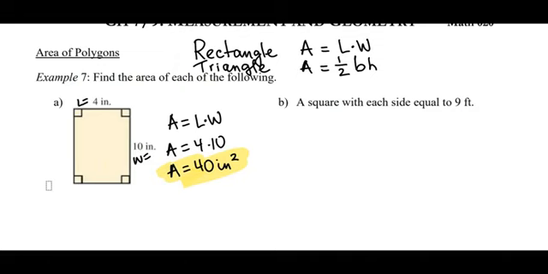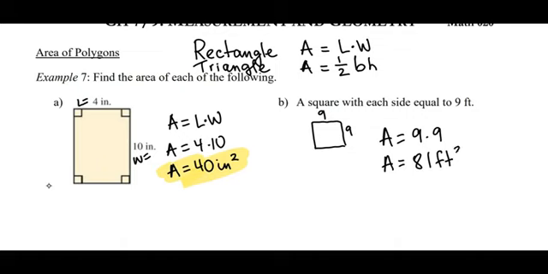Okay. So next one is a square, where each side equals 9 feet. A square is a special rectangle where all your sides are equal to each other, so each side is 9 feet. So again, area is going to be 9 times 9, length times width. So it is going to be 81 feet squared.